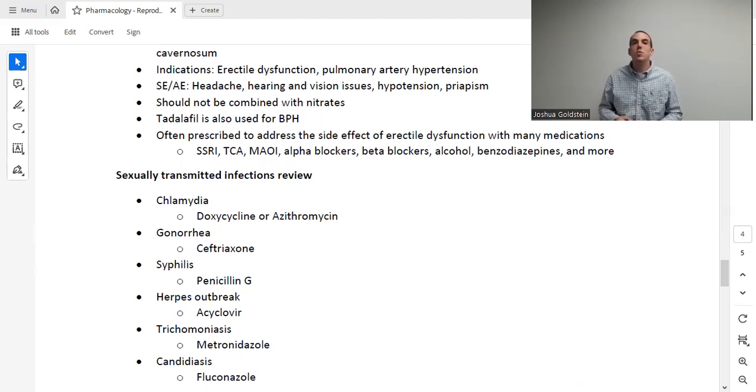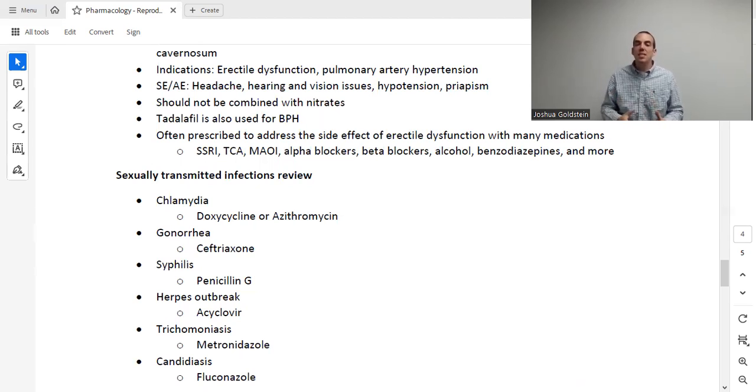What is it used for? It's used for erectile dysfunction. It is actually also used, much lesser known, for pulmonary artery hypertension. Also, tadalafil specifically and only, tadalafil is used not only for ED, but it's also used for BPH.